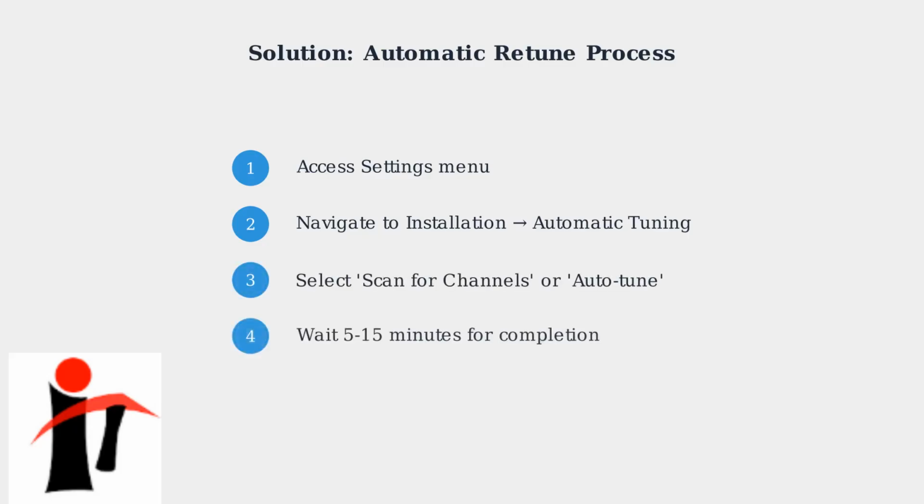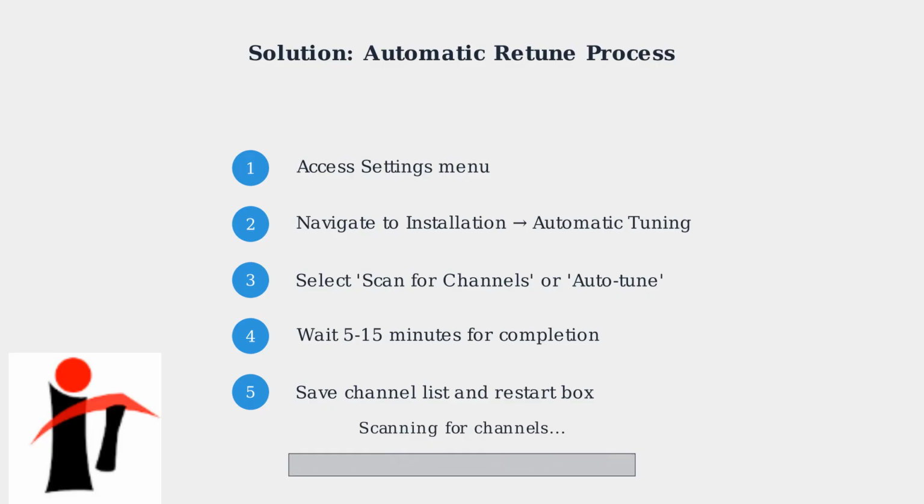Next, choose Scan for Channels or Auto Tune and wait for the process to complete, which usually takes 5 to 15 minutes. Finally, save the channel list when prompted and restart your box to finalize the changes. During the scanning process, you'll see a progress indicator showing the system searching for available channels across all frequencies.